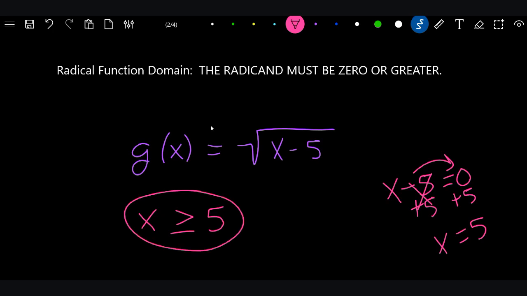x must be equal to or greater than 5. If it's equal to 5, it works. If it's greater than 5, it works. If it's less than 5, it doesn't work. Okay?